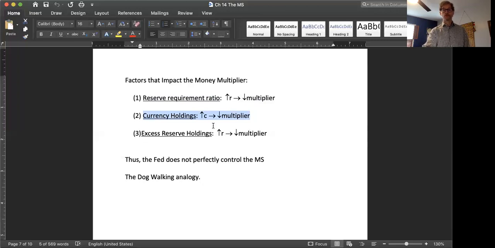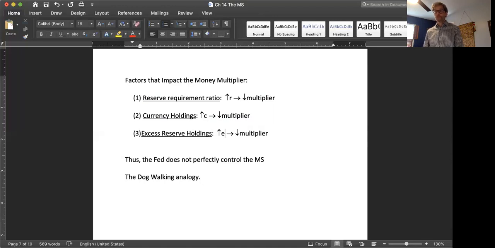Likewise, the Fed doesn't control how much excess reserves banks want to hold. If banks get scared and they don't want to lend money out, this should be, I'm sorry, little e, not little r. If banks decide that they get scared and they don't want to lend money out, they're just going to hold excess reserves, that means fewer loans and less money created. And so that will also reduce the multiplier.